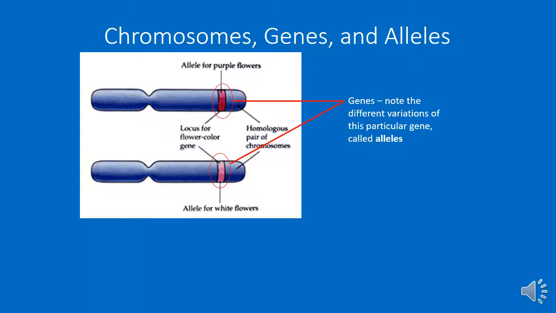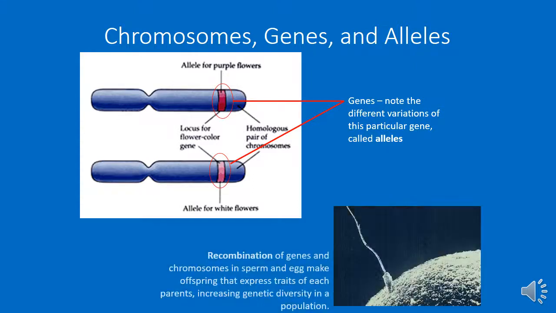So these are what we call alleles. These differences in a given trait or a given gene, we call an allele. So they code for the same thing. They're both creating flower color in this organism, but they're different colors of flower. This would be like hair color in humans, or something similar.